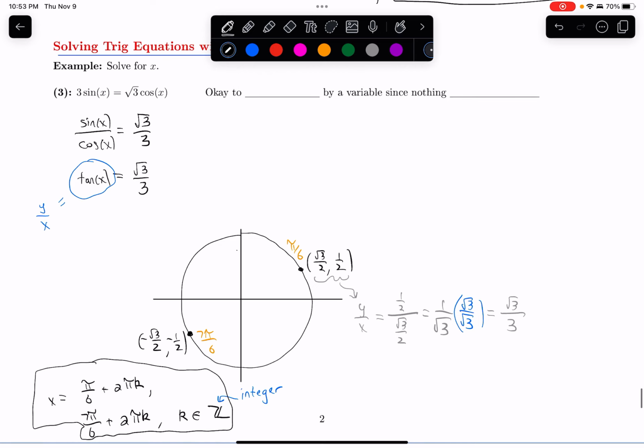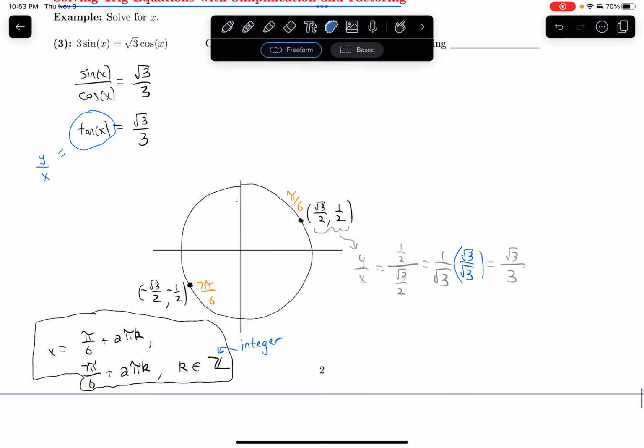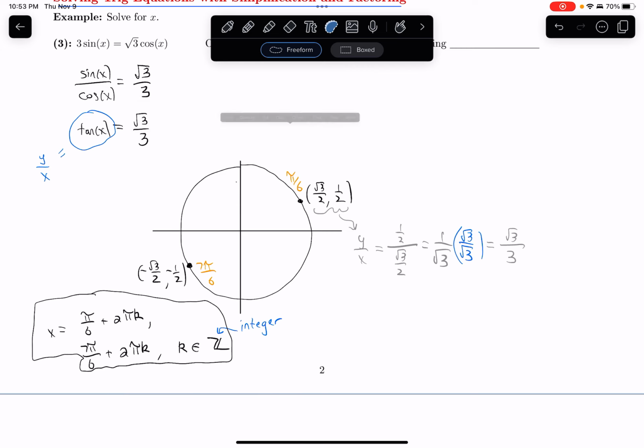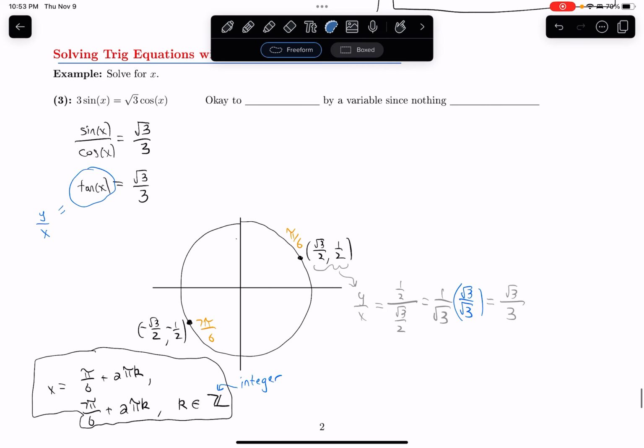Just because it's really close to the edge, let me scooch this up a little bit. One of the things that I want to point out about this is, in this problem, I divided both sides by a variable because I divided cosine x over to the other side. In this problem, it was okay to divide by a variable since nothing canceled. Nothing canceled when I divided that over. So why was that important again?